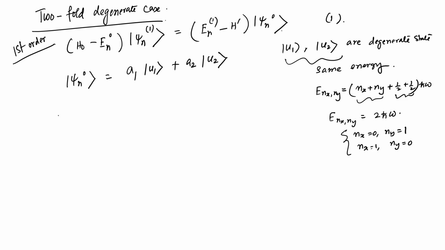So, we have to put it there in this equation on the right hand side, and let us call this equation 2. And so, putting 2 in 1, what we get is the following. We get H0 minus En0 acting on psi n1.